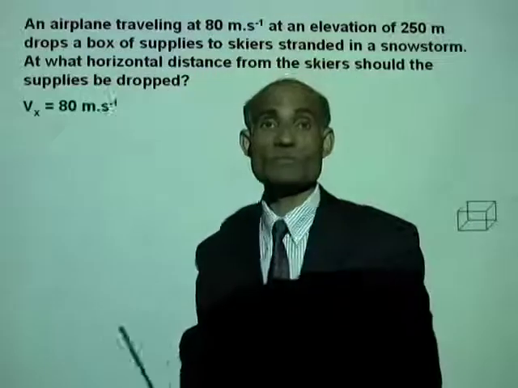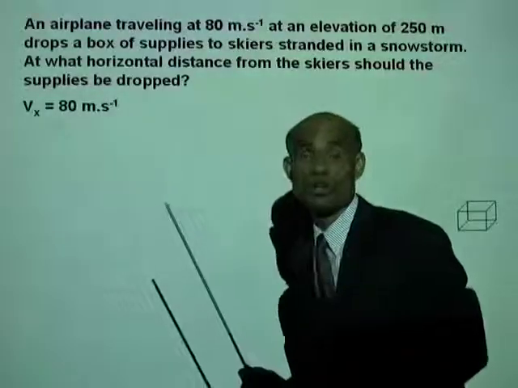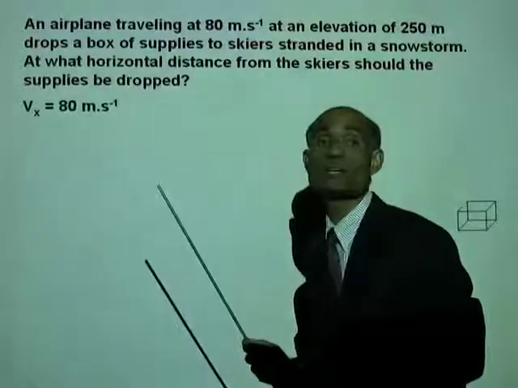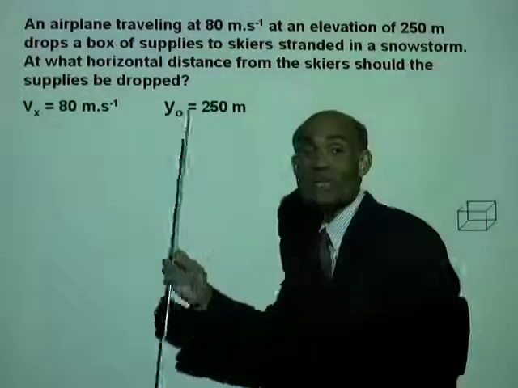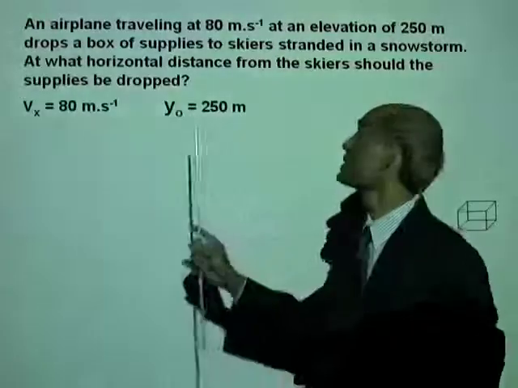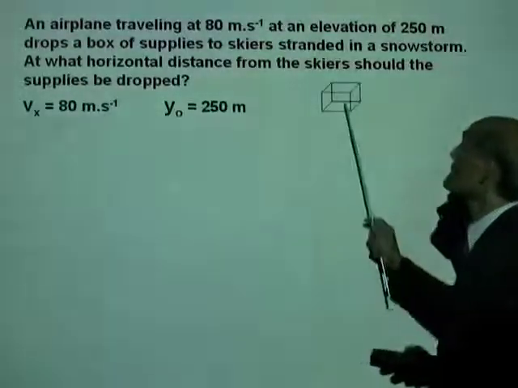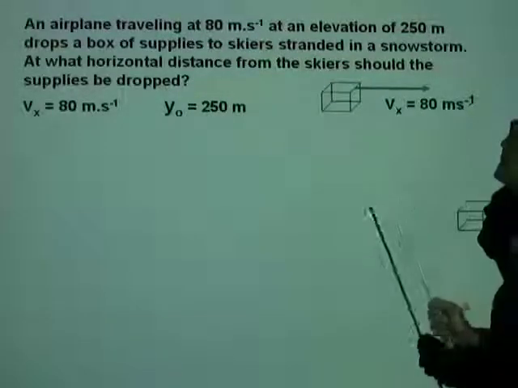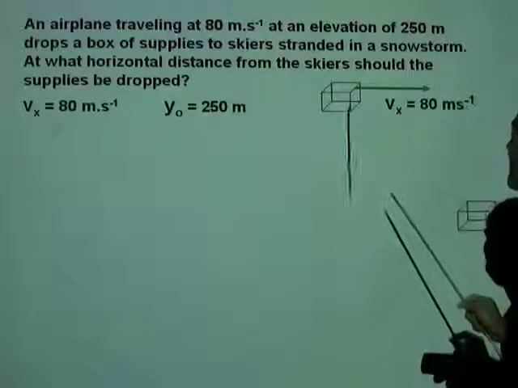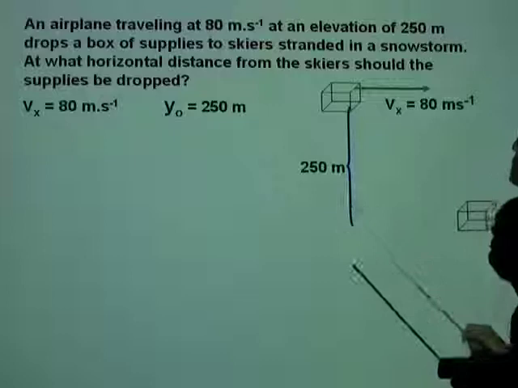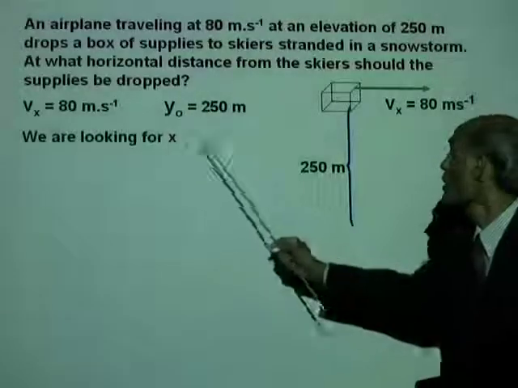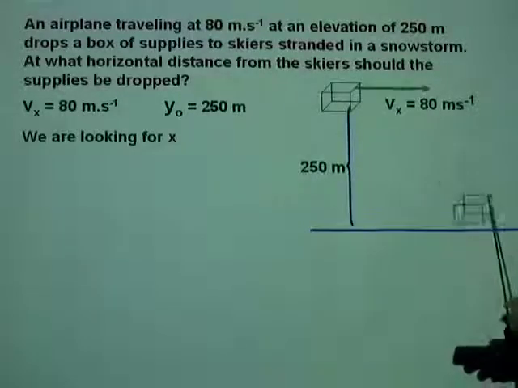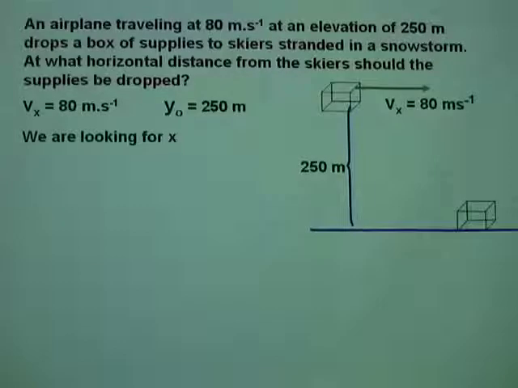Okay? All right. Vx initial, the horizontal velocity of projection, is 80 meter per second. And y0, the height from where it is projected, is 250 meter. Now here is the box that is dropped. Its horizontal velocity is 80 meter per second, and it is dropped from a height of 250 meter. We are looking for x, this distance, where the box comes and falls on the floor.